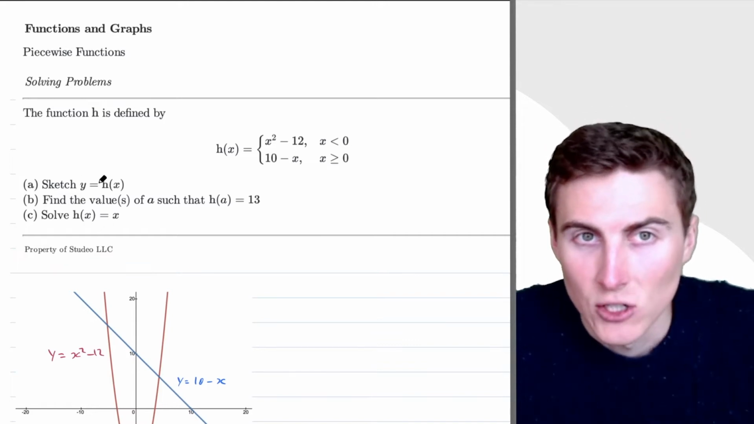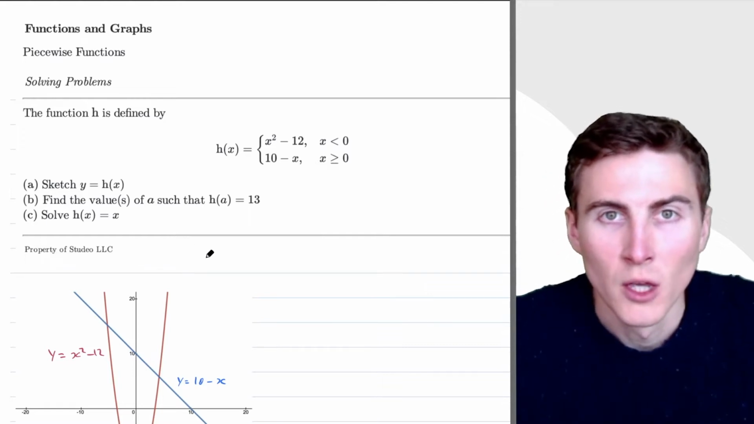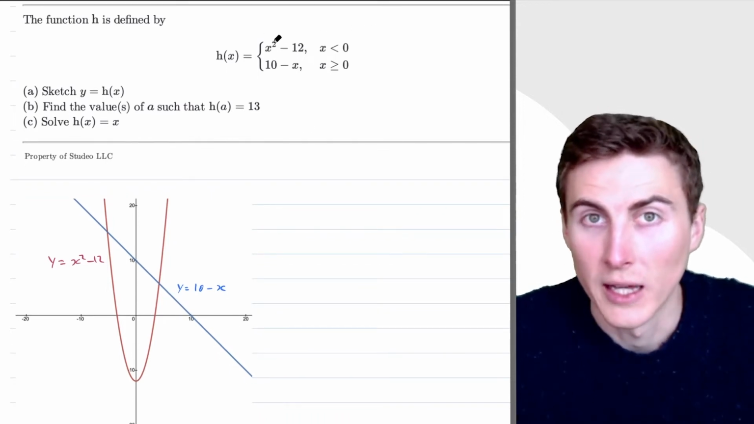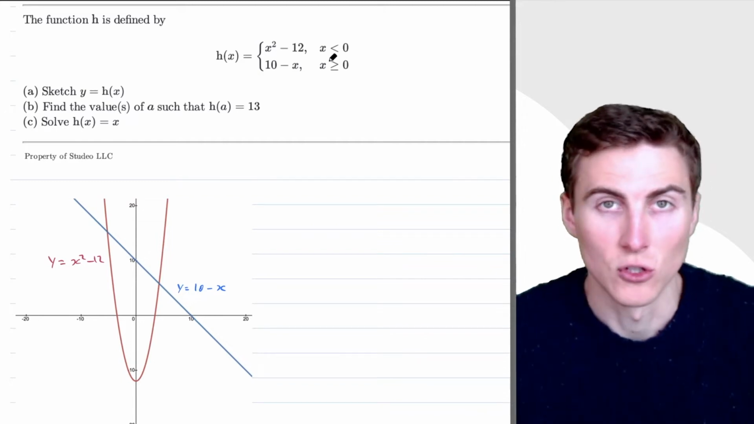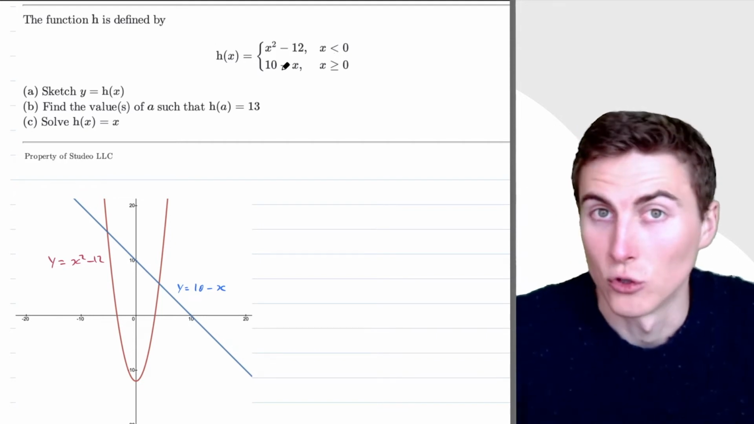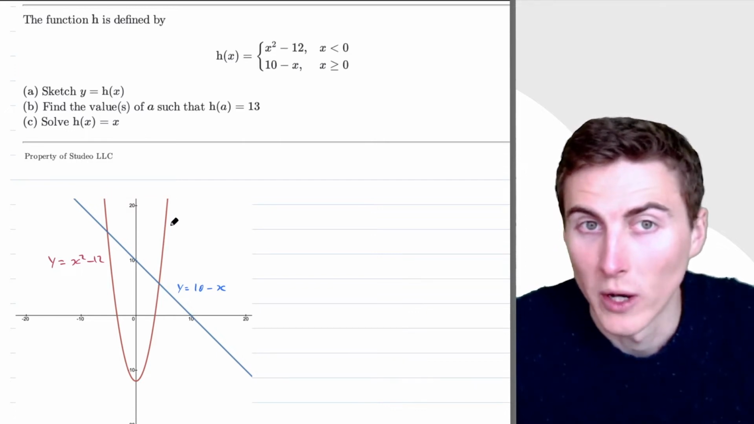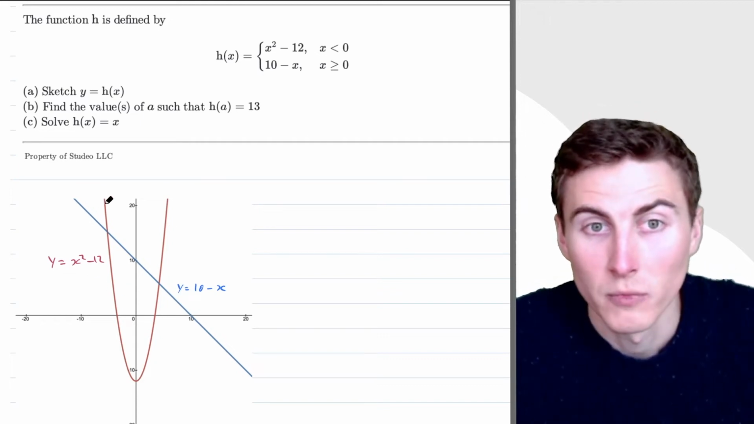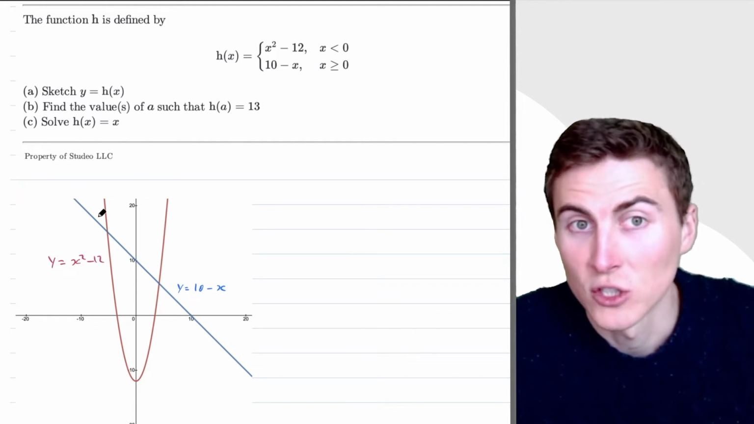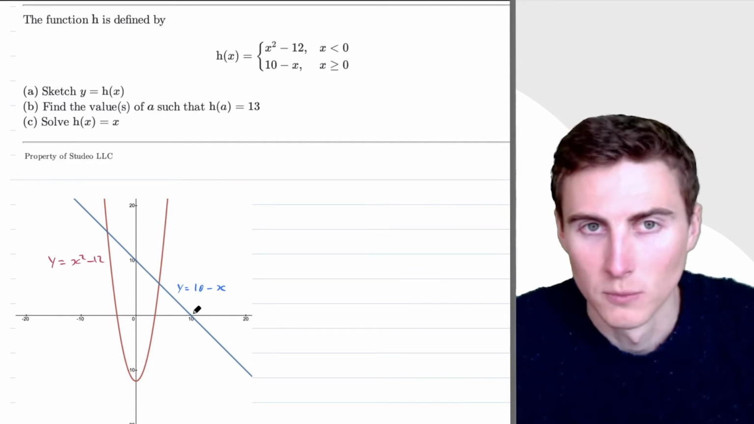Part A says sketch this h(x) function, and then we're going to do some questions about it. What I would always recommend is to first of all just sketch the normal x squared minus 12 function and the normal 10 minus x function. So ignore the domain and ignore that it's a piecewise function to start with, and just draw them like normal. The x squared minus 12 is just a normal x squared graph, shifted down by 12. We've drawn that here in red. And 10 minus x is a straight line that cuts the y-axis at 10 and has a gradient of -1. So we've drawn both of those.